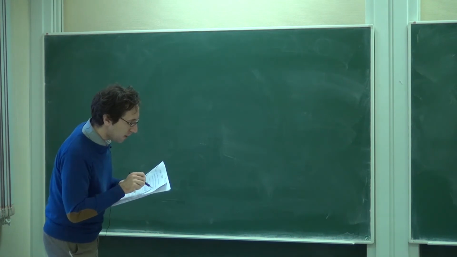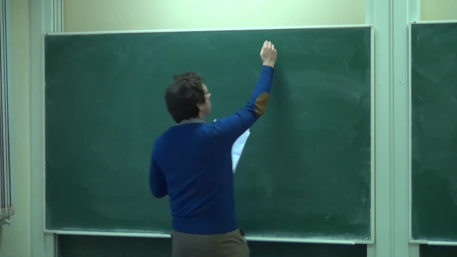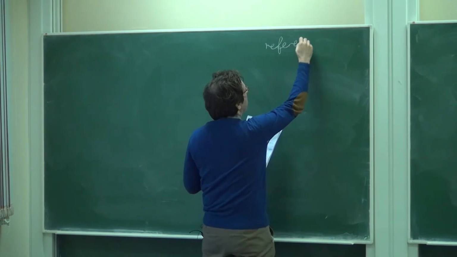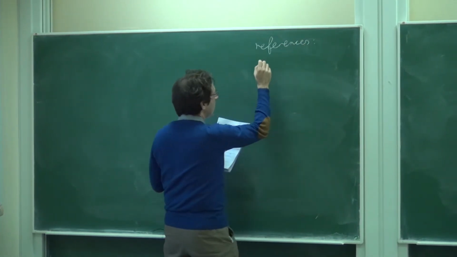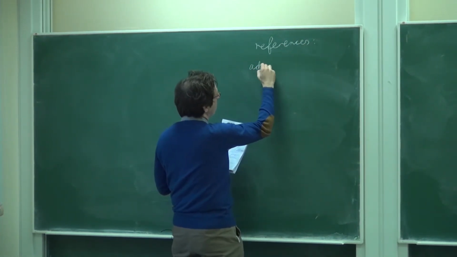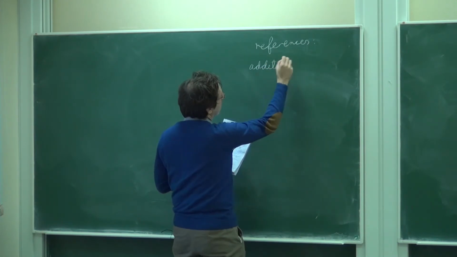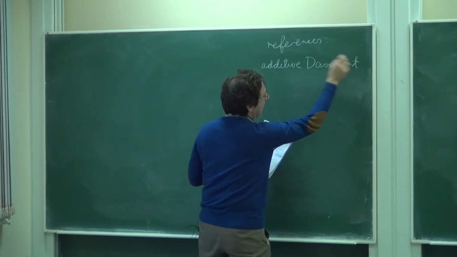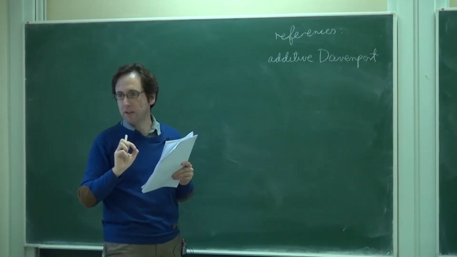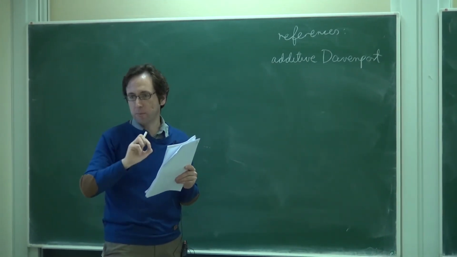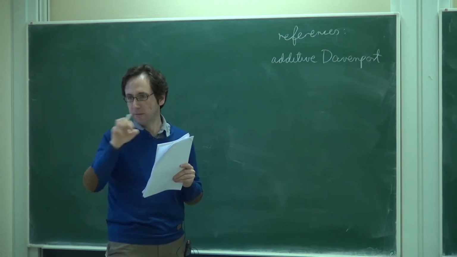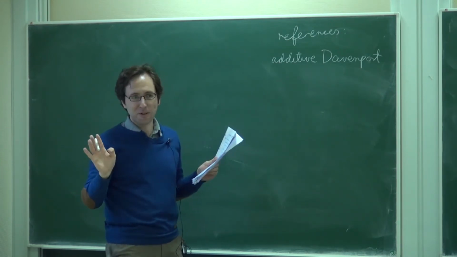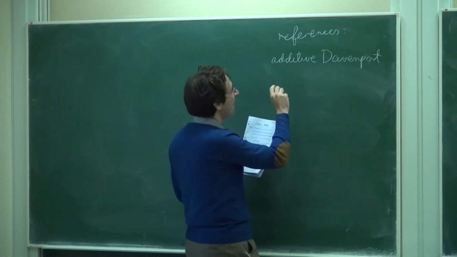So, the references here. For the analytic perspective, there are many references. I like the one that is the so-called additive Davenport. It's a book by Davenport. What do I mean by additive Davenport? It doesn't have additive in the title, but it's a book by Davenport that is not called Multiplicative Number Theory. So the colloquial name is additive Davenport.